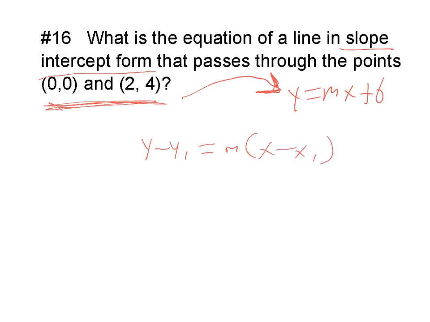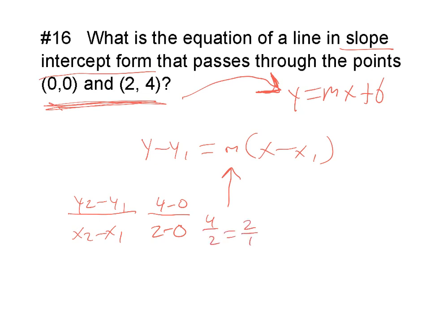Okay, so we're going to put it in that form first. So y minus y1 equals m times x minus x1. So we need to get our slope first of all, okay? So let's get our slope. We know how to get slope, y2 minus y1 over x2 minus x1, right? So let's get our slope. y2 is 4, y1 is 0, x2 is 2, x1 is 0. So I get 4 over 2, or in other words, 2 over 1. So our slope is 2. So I'm going to put that in where the m is. I'll start rewriting it right here, okay?